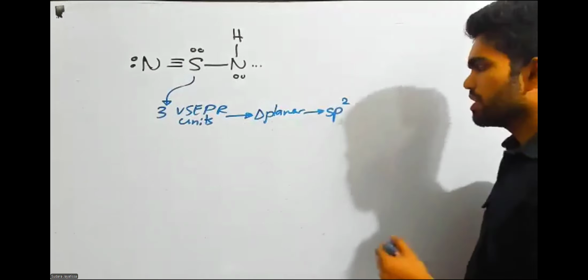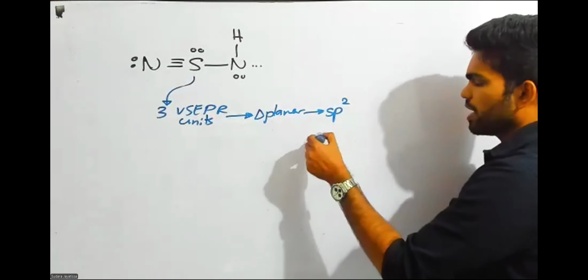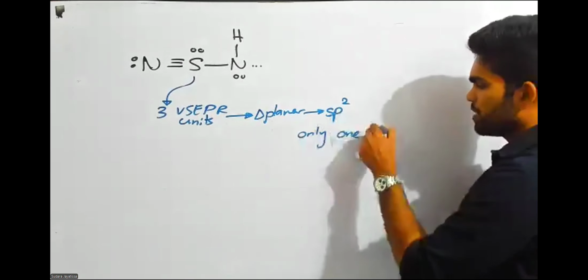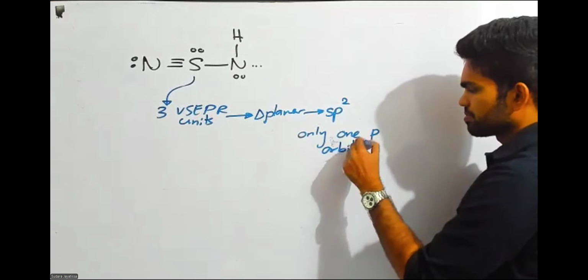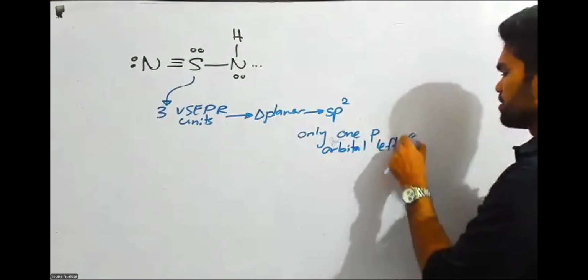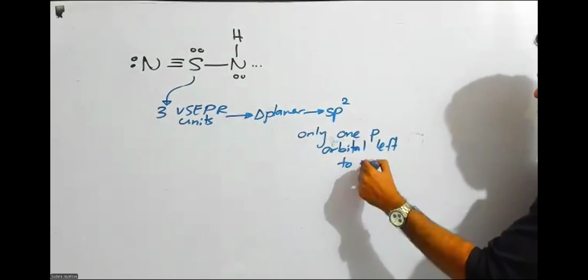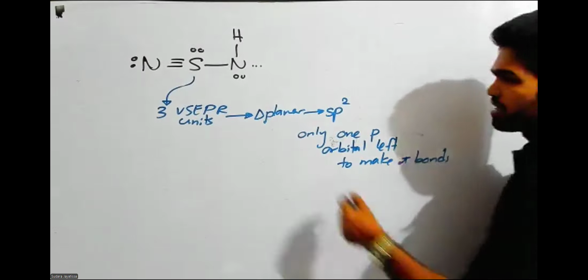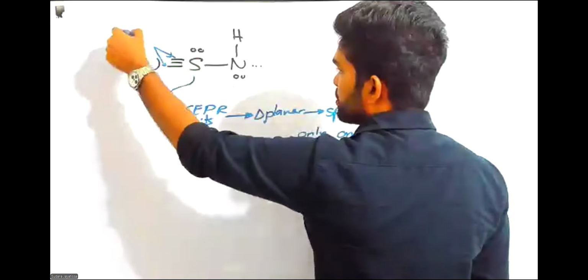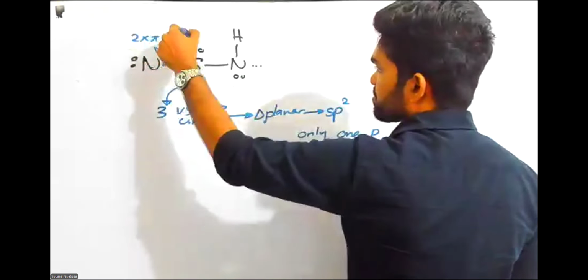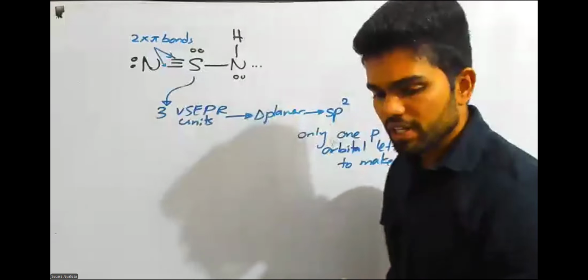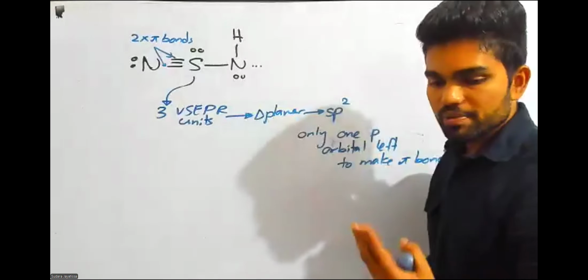According to sp2 hybridization, you have only one p orbital left to make pi bonds. But how many pi bonds has this sulfur made? Sulfur has made 2 pi bonds. That means the p orbital given by sulfur is not enough. So how is the other pi bond made?